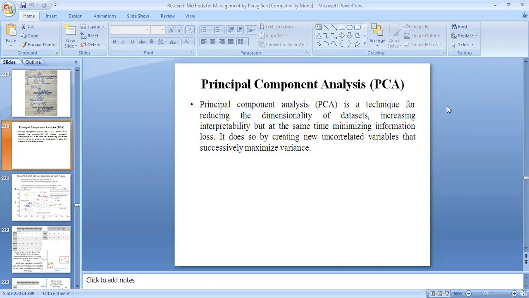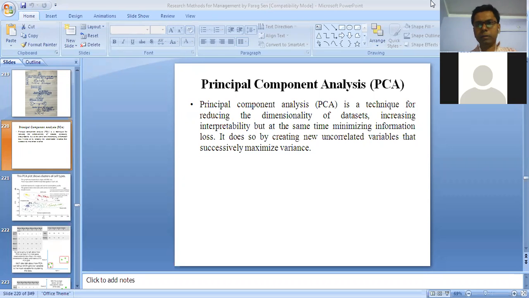Now the question is, what is principal component analysis? Principal component analysis is a technique for reducing the dimensionality of data sets, increasing interpretability, but at the same time minimizing information loss. It does so by creating new uncorrelated variables that successively maximize variance.